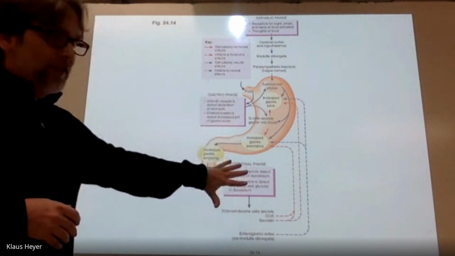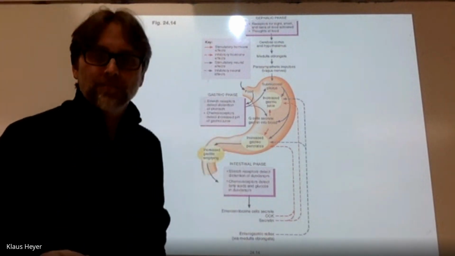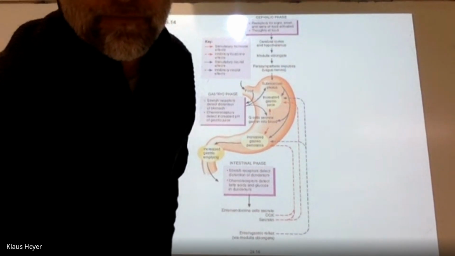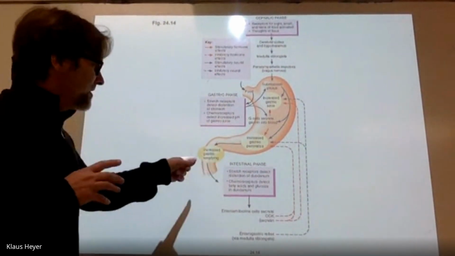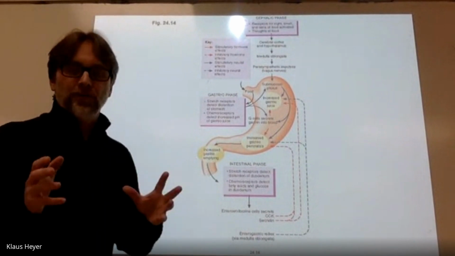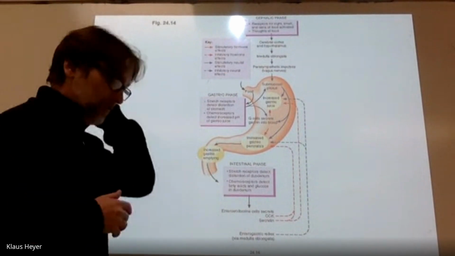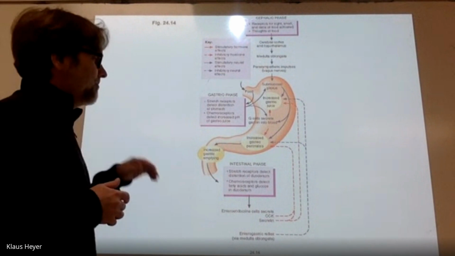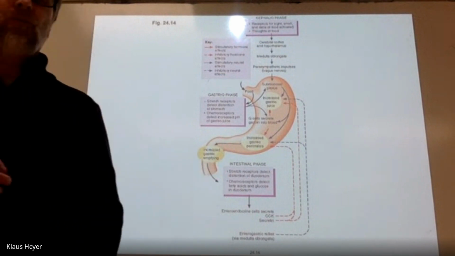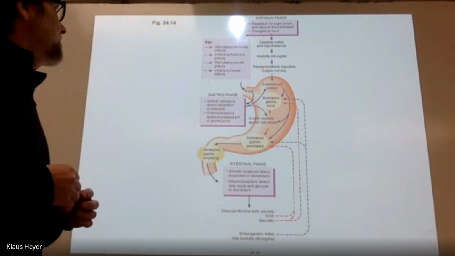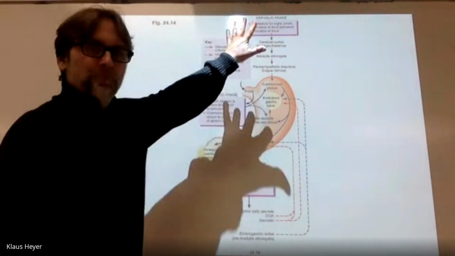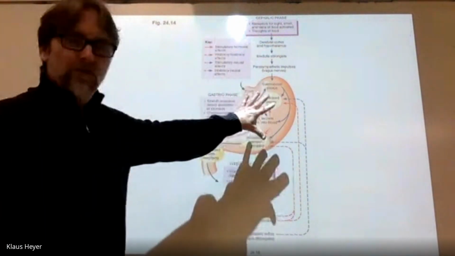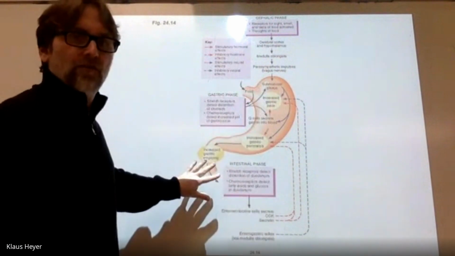Then the food goes into the intestine. Same thing when you have food go into the small intestine. There's stretch receptors, there's chemoreceptors, and they're going to be communicating with the brain as well. So let me move to those slides. So first thing, you think about food. Second phase, food's in your stomach. Third phase, food's in your intestine.